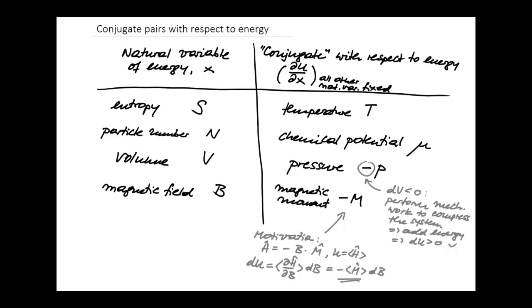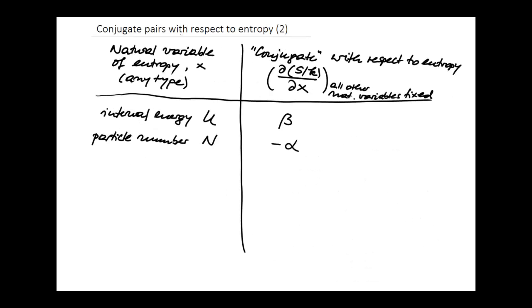So here we have a list of natural variables of energy and their conjugates with respect to energy. This list helps us to complete the corresponding list for the entropy. So here's the list that we had obtained so far, and let's now complete this list and also find out the physical meaning of the alpha and beta that we have already introduced. Let's start with the beta.